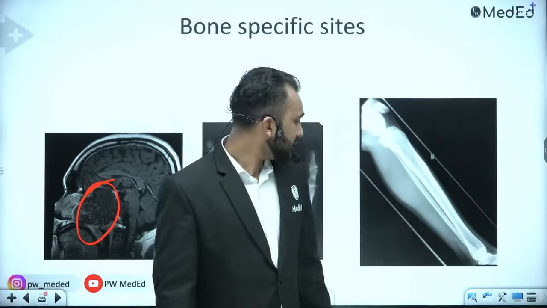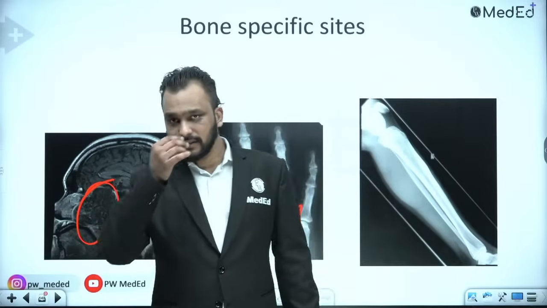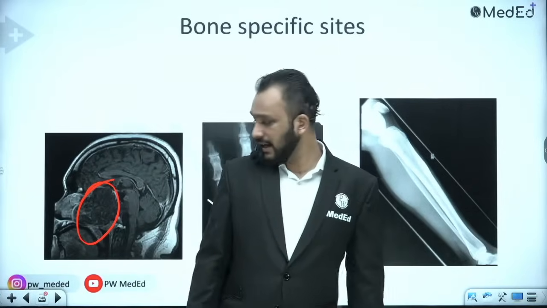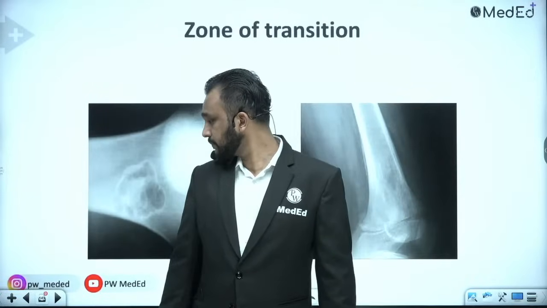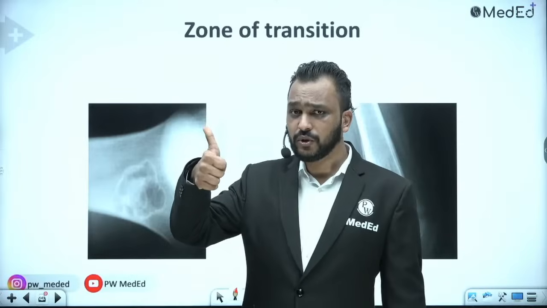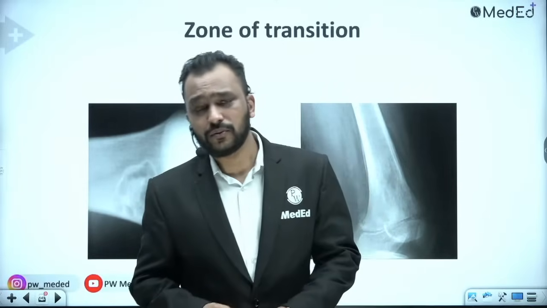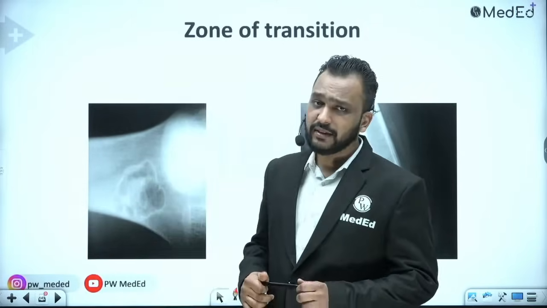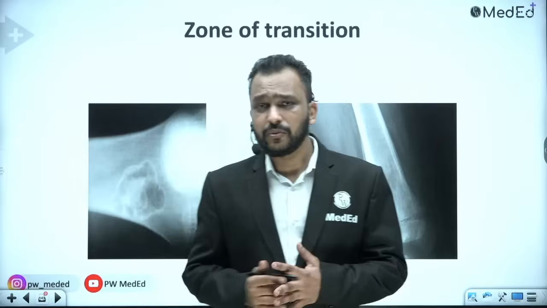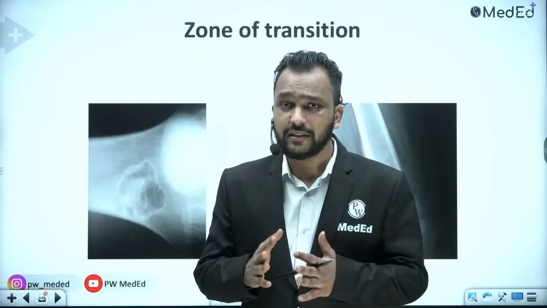And in this patient the lesion is located in the tibia. So the lesion which is commonly in the tibial location, it is your adamantinoma, right? So I have told you about the age, I have told you about the location. Then you should know about the zone of transition. So zone of transition, it can be a wide zone, it can be a narrow zone. Wide zone means that the interface between the normal and the abnormal bone is wide.